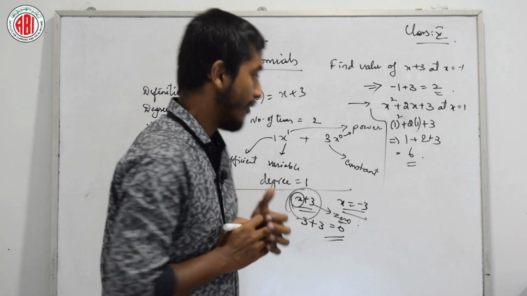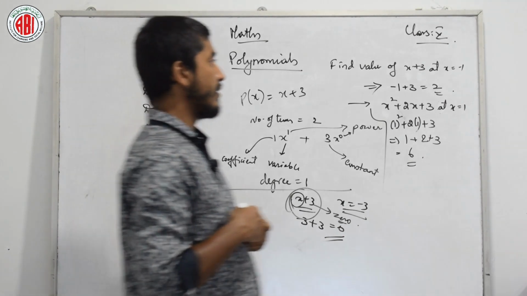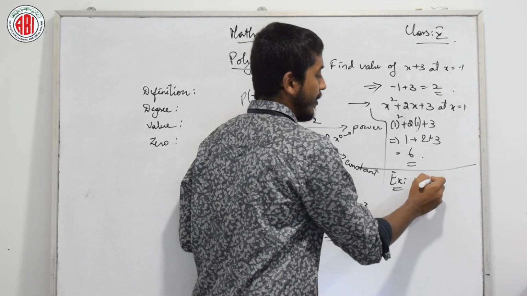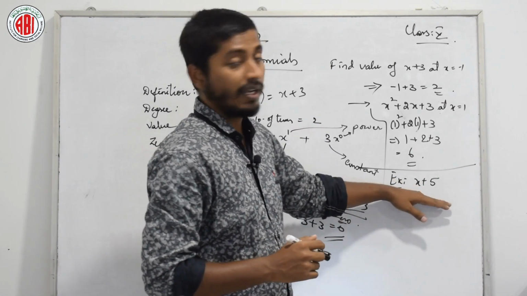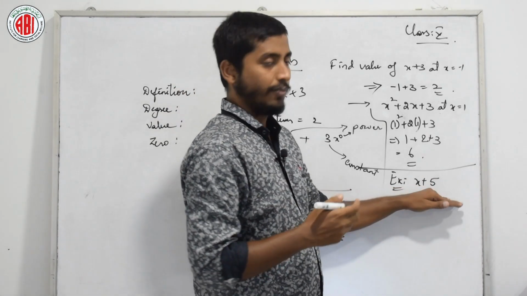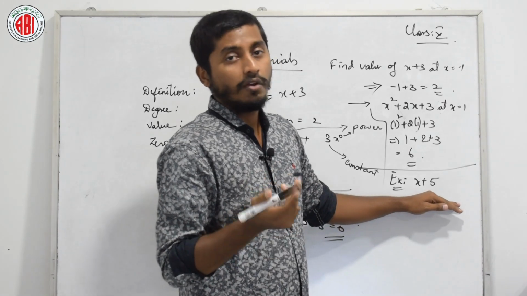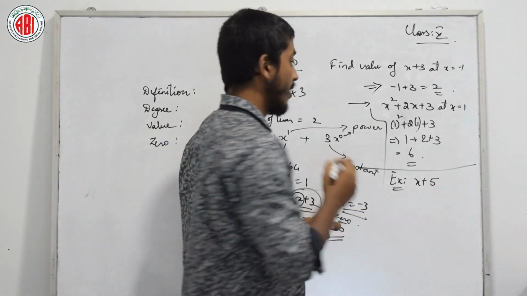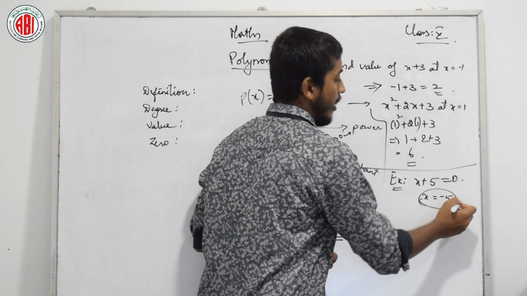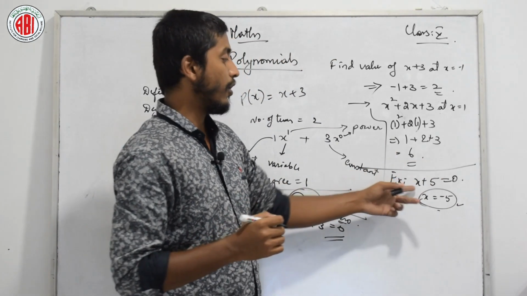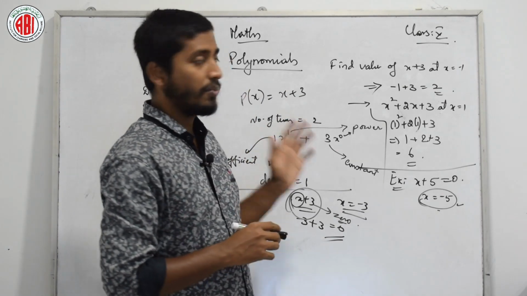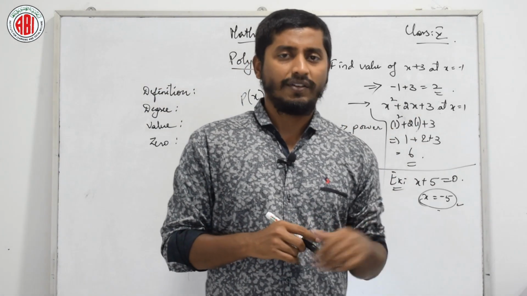Okay, let me tell you again how to find zero of a polynomial. See here, let us assume one more example. For example, x plus 5. At what point will the value of this polynomial become 0? How to find that point? We have to equate it to 0, then x will become minus 5. This is the point at which this polynomial becomes 0. Is it clear? This is how we discuss different polynomials and degree, the basic definitions of polynomial.